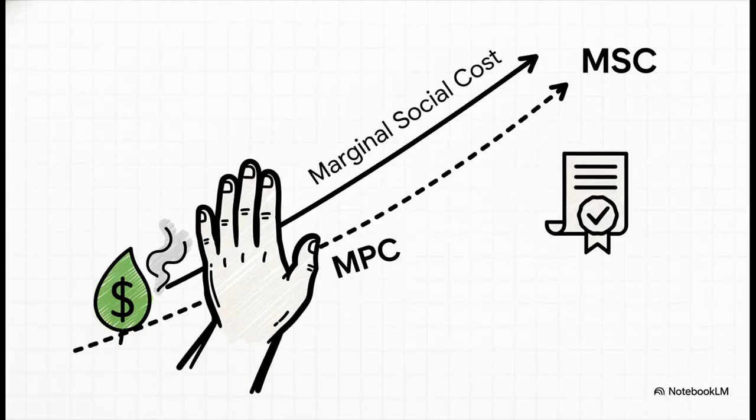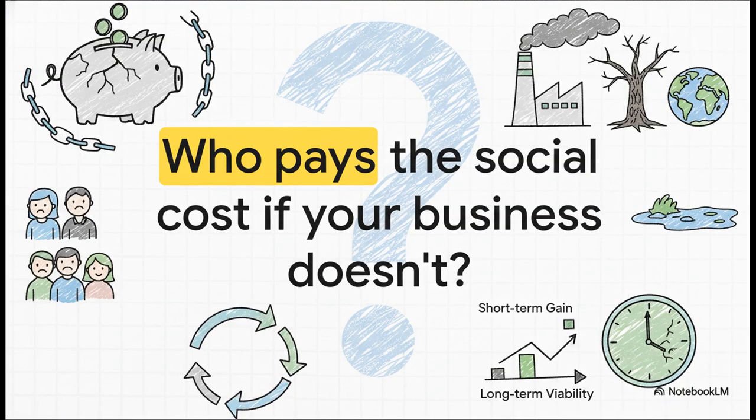And look, this isn't just some abstract theory for a classroom. This idea of deadweight loss is the core economic justification for government interventions like carbon taxes or pollution permits or new regulations. The goal of all these policies is to force producers to internalize the externality. In other words, to make their private costs line up with the true social cost, pushing the market back toward that more efficient outcome.